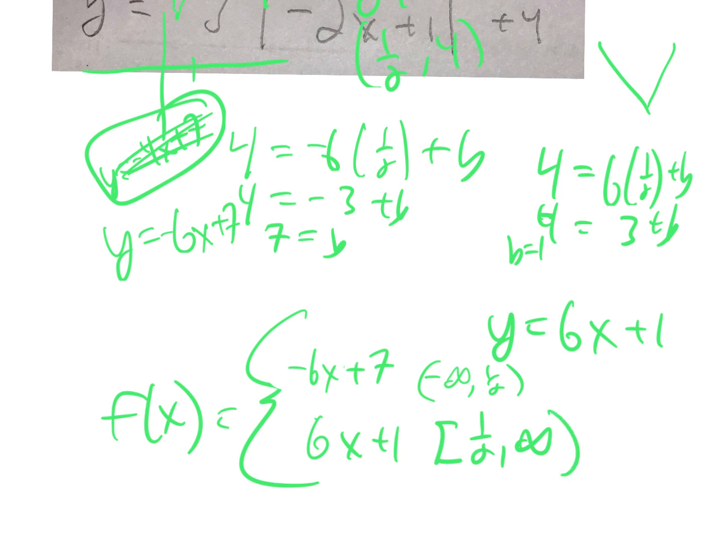Did you see my save right there? I left this open, so I had to have it closed here, because it's got to be defined at all values of the function. Otherwise, it'd be a hole in the graph right there.